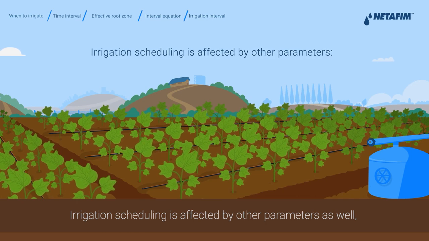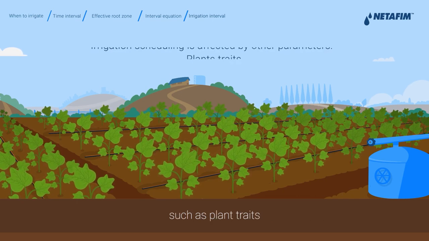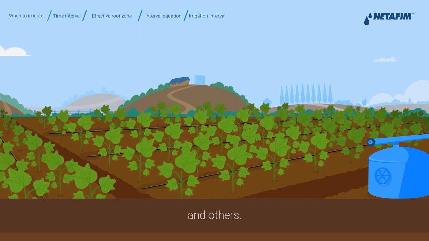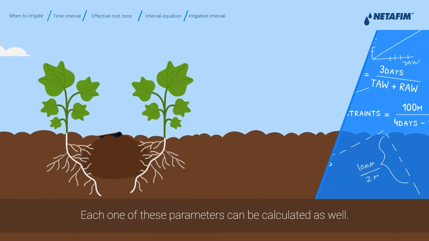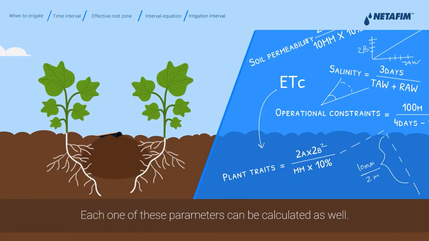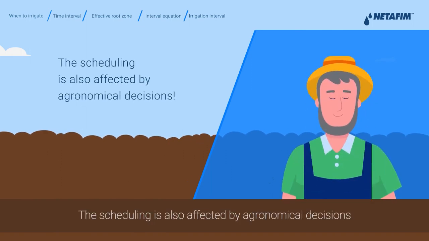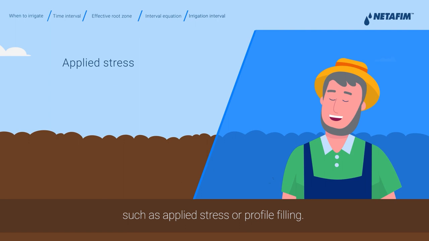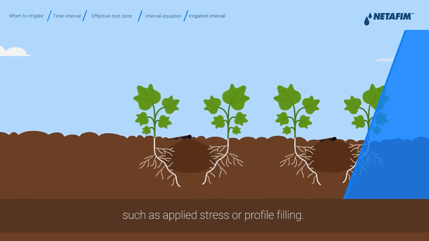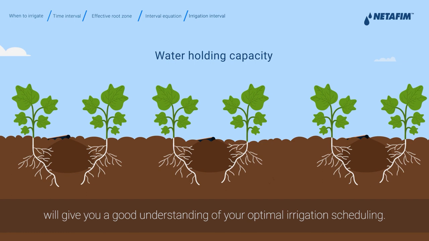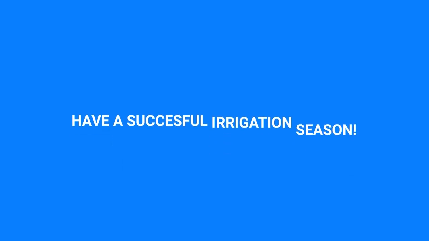Irrigation scheduling is affected by other parameters as well, such as plant traits, salinity, operational constraints, soil permeability, and others. Each one of these parameters can be calculated as well. The scheduling is also affected by agronomical decisions, such as applied stress or profile filling. But the leading parameter will be the water holding capacity of the soil, and the calculations described above will give you a good understanding of your optimal irrigation scheduling. Have a successful irrigation season!